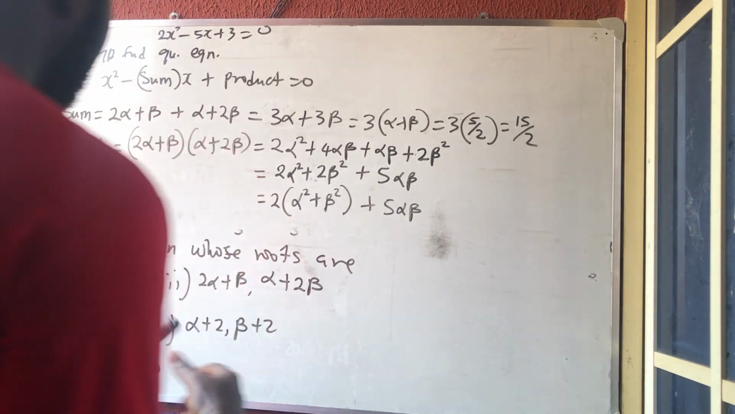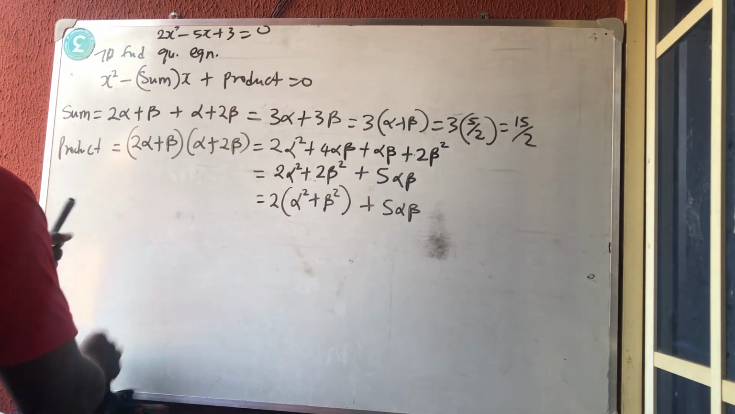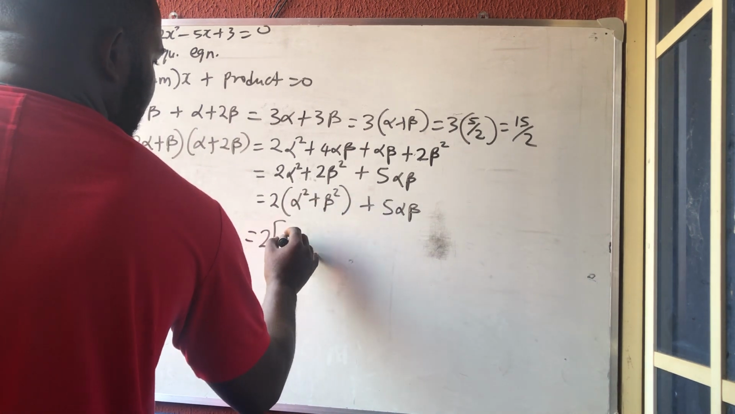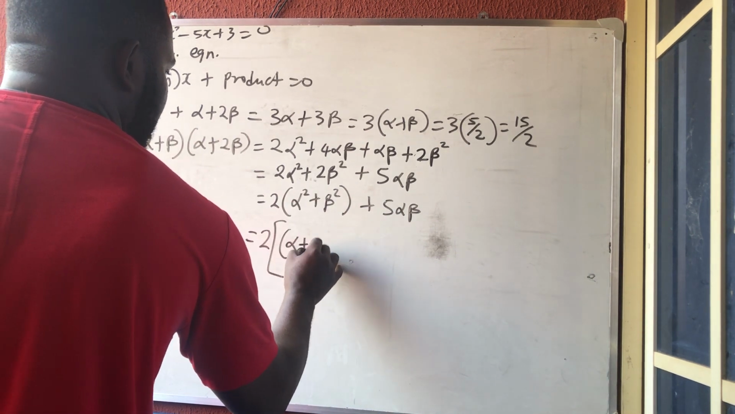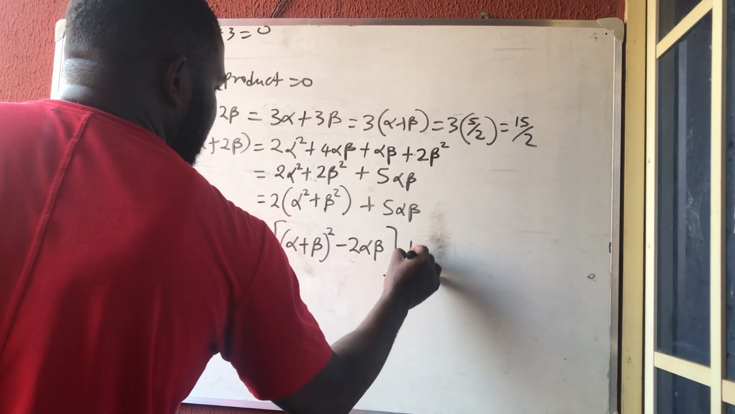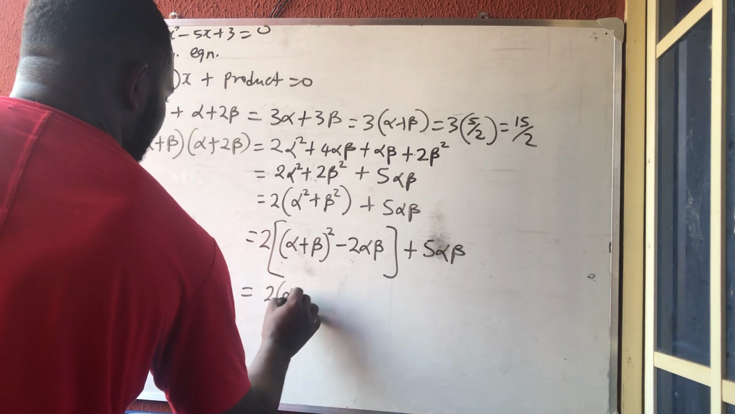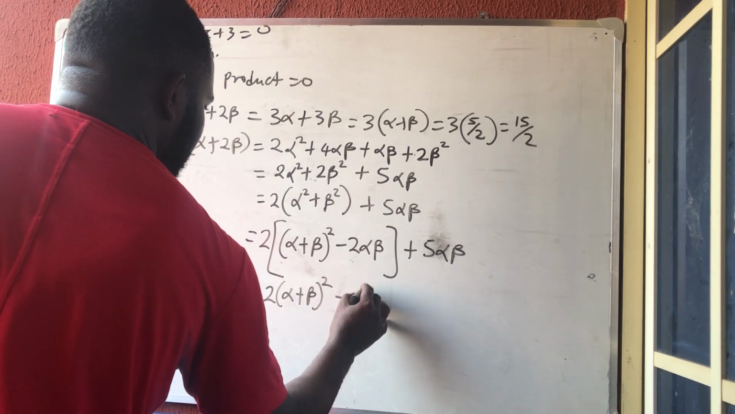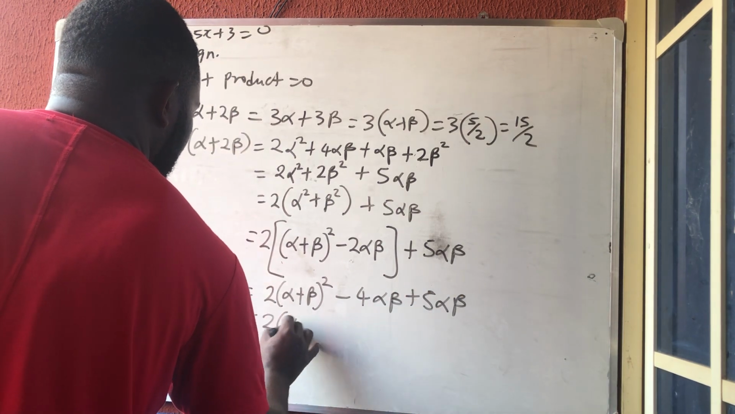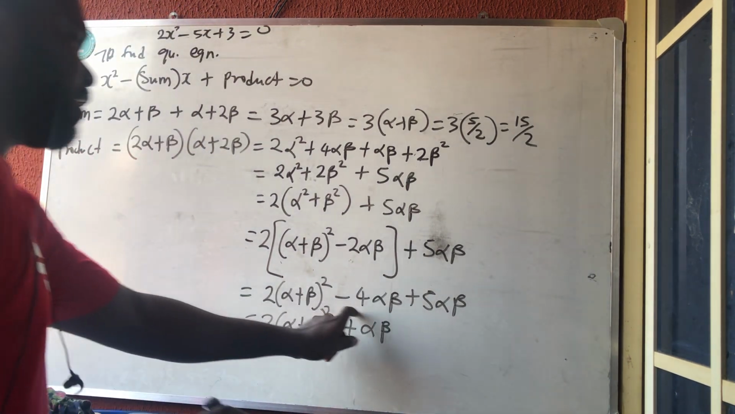Remember that these two is now your assignment. So let me clean here. I'm having 2 into, don't forget the meaning of alpha squared plus beta squared. The meaning is alpha plus beta all squared minus 2 alpha beta. That's the meaning. You close. Then plus 5 alpha beta. So what do I have now? 2 into alpha plus beta all squared minus 4 alpha beta plus 5 alpha beta. So I have 2 into alpha plus beta all squared plus alpha beta, because this and this will give you plus alpha beta.